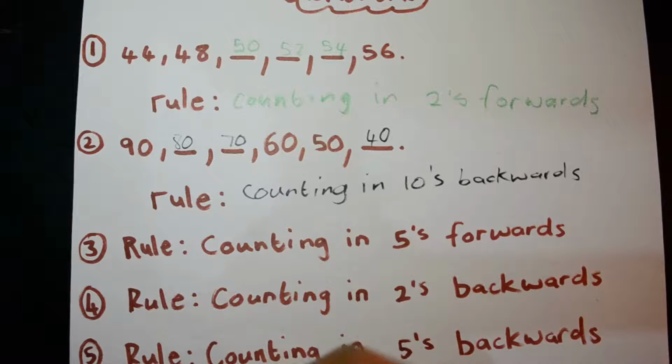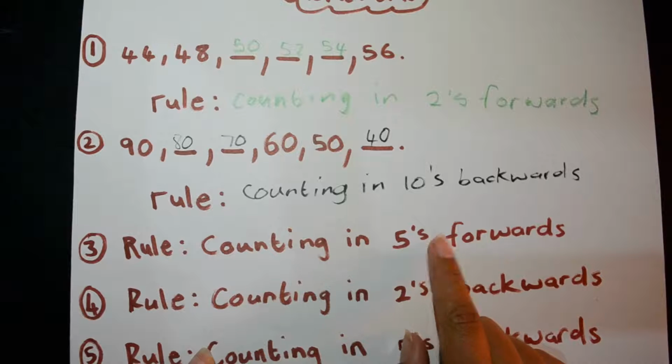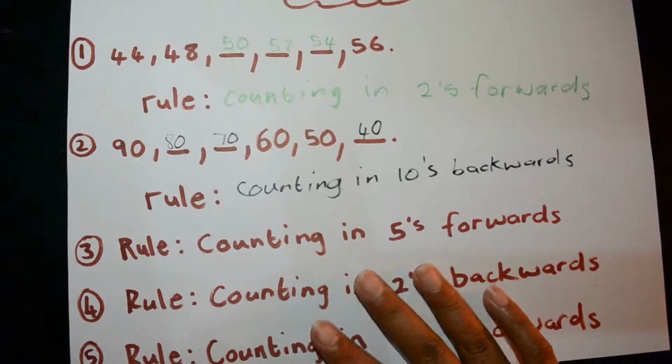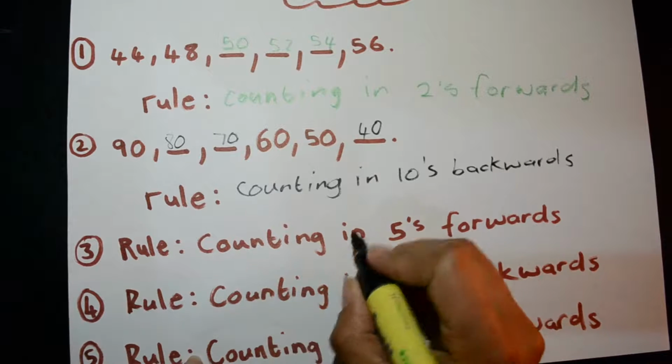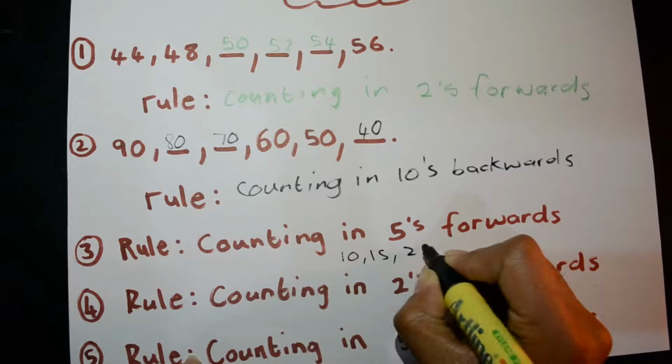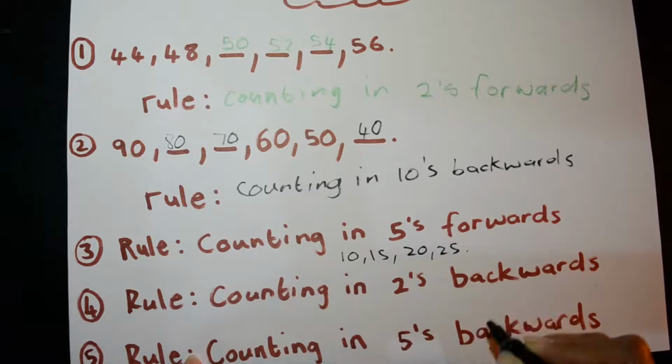Okay, then you could choose any number to start with and count in fives forwards. That was pretty easy, so I can maybe start at 10 and I can just say 10, 15, 20, 25.